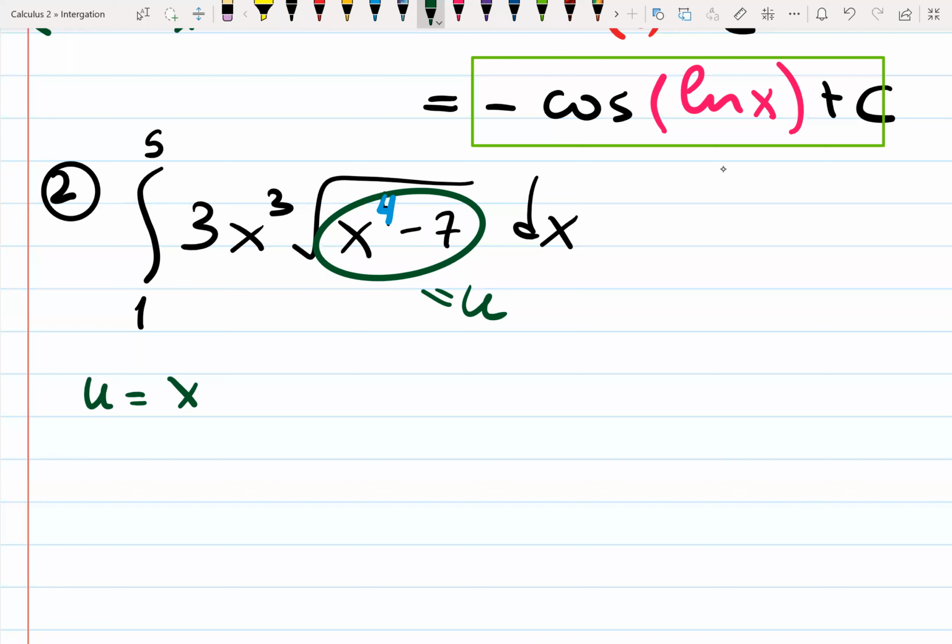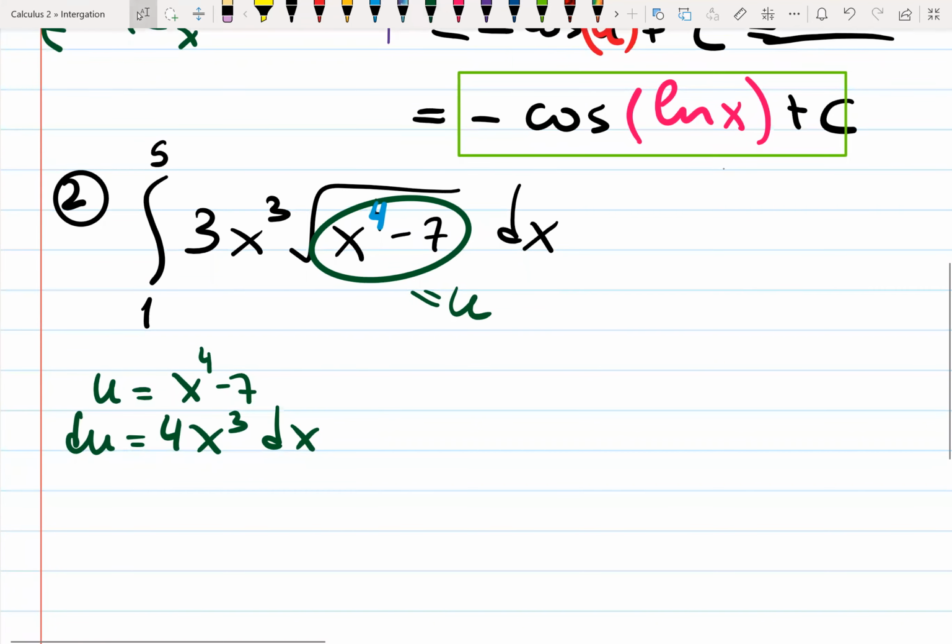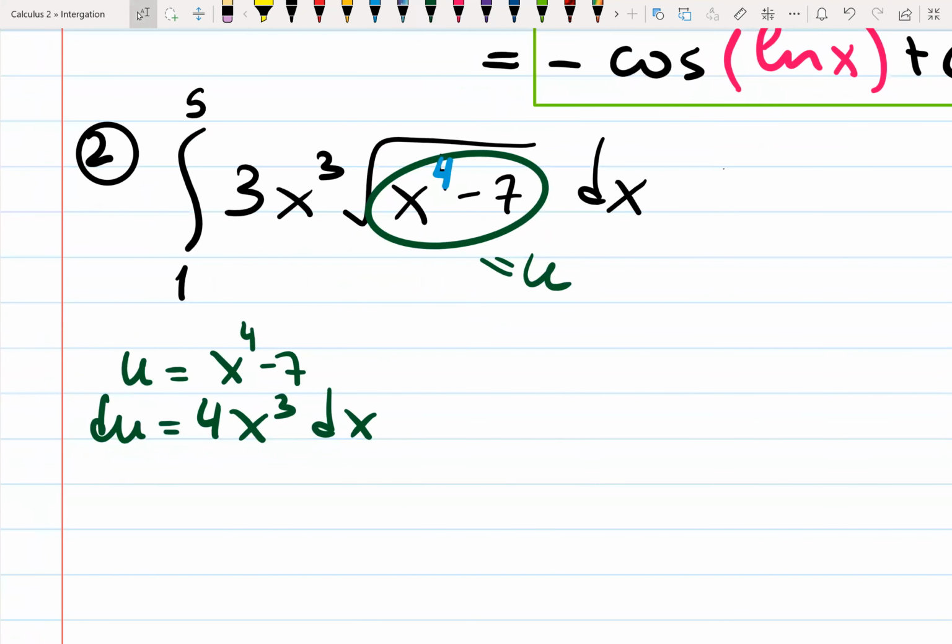Let u be x to the 4 minus 7. Then du will be 4x cubed dx. And again, like I told you before, I want to solve for the things we want. I want x cubed dx. First of all, I could, and I usually do, kick out this 3 outside. So if that's easier for you, do it right away.